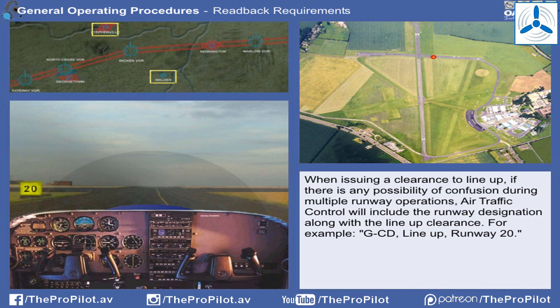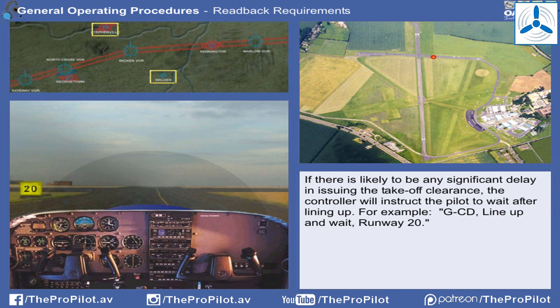When issuing a clearance to line up, if there is any possibility of confusion during multiple runway operations, air traffic control will include the runway designation along with the line-up clearance. For example, Golf Charlie Delta, line up, runway 20.